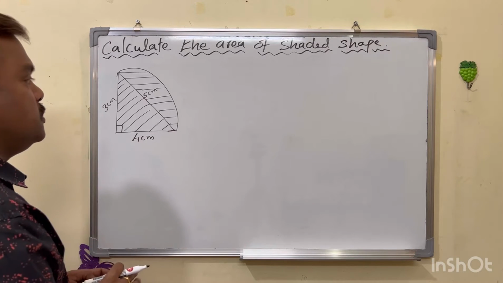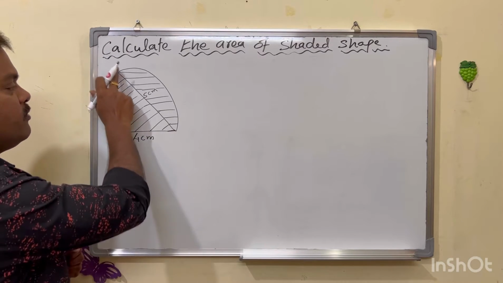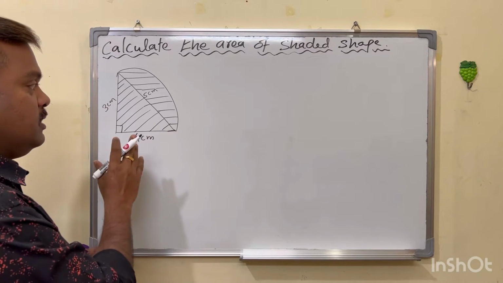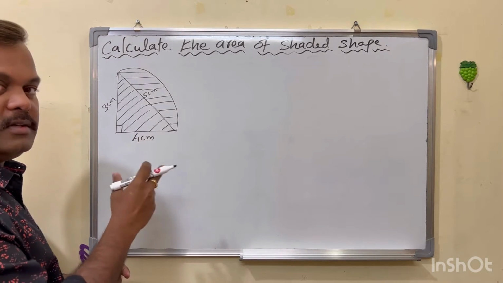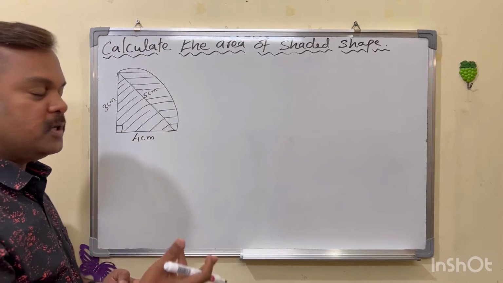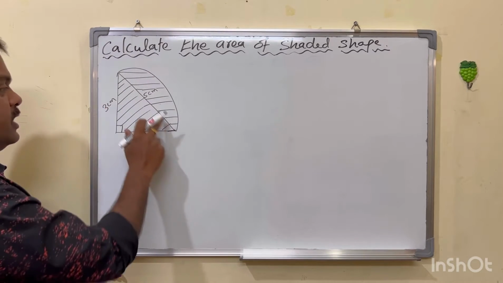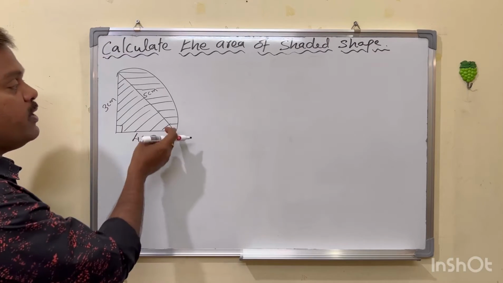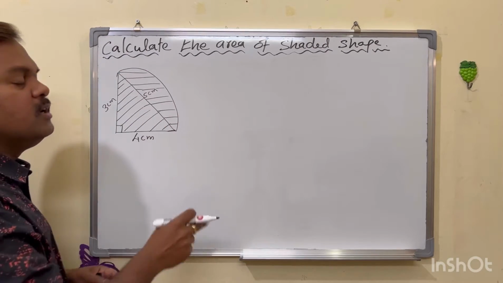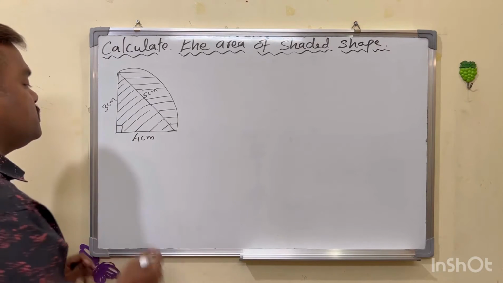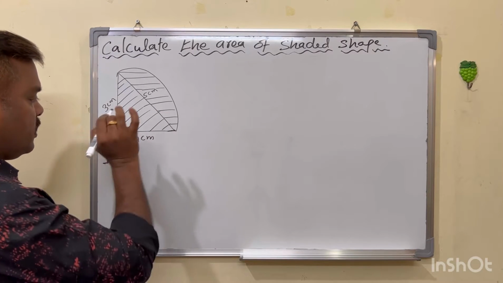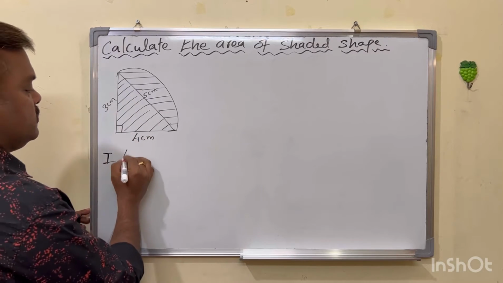So first, what should we do? This is not a definite shape, so we cannot find the area of the shape by any formula. So we have to find the area of the triangle first, then the area of the semicircle, then add them, and you will get the area of the entire shape. Okay, understood? So, first step, area of the triangle.